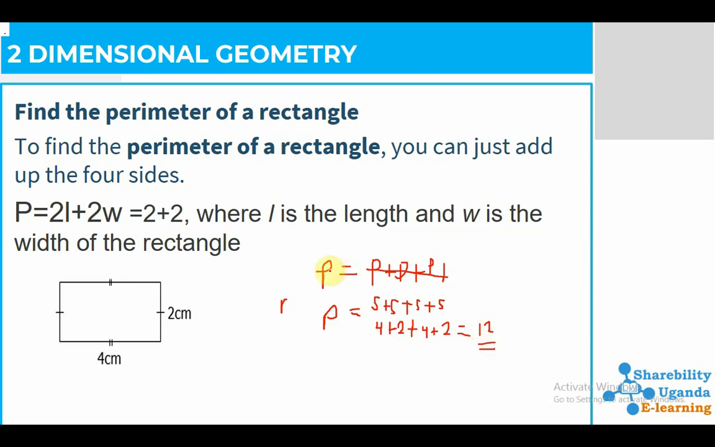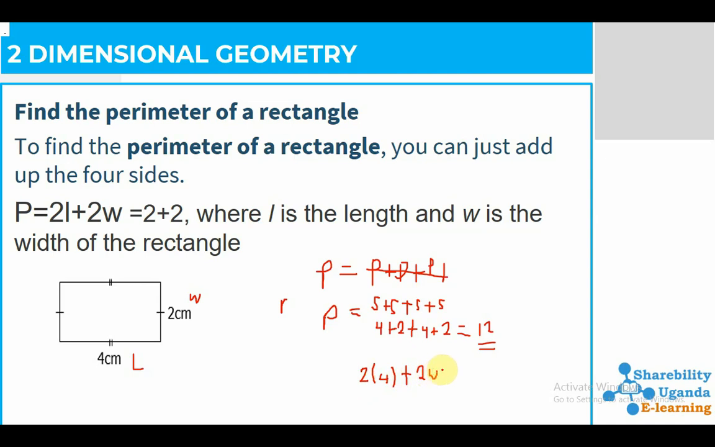So here we come up with our perimeter as 12. Then there is also another formula which they have talked about here. They are saying our perimeter is equal to 2L plus 2W. When they say 2L, that means our length, and our width. So we say 2L, where L is 4, plus 2W.